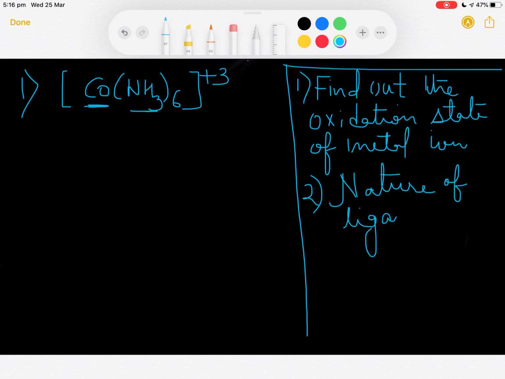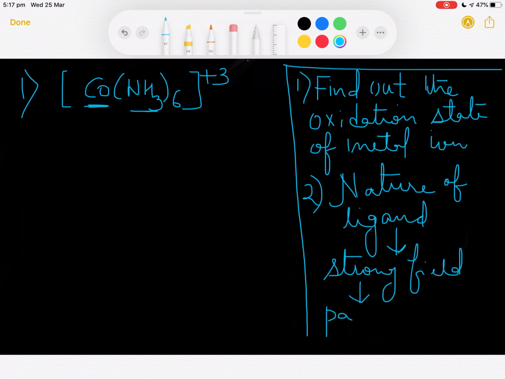Here in this example, the ligand is amine, and I gave you the series of weak field ligands and strong field ligands. So please get back to that series. If you have not learned it, you need to learn that series. Now we understand that amine is a strong field ligand. If it's a strong field ligand, what is going to occur? Pairing of electrons. These are the two very important tricks to be followed.